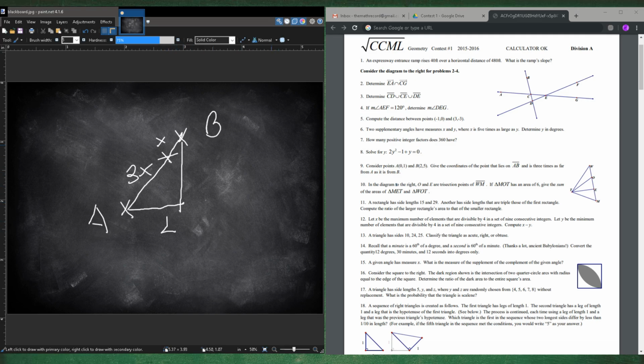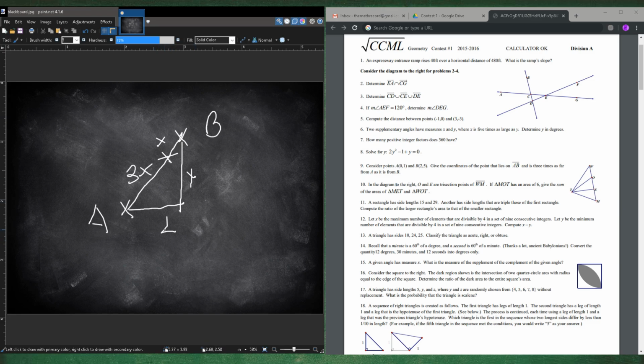And the distance from the y-coordinate is 1 to 5, so that's 4, right? So if you want to get to this point right here, you have to go 3/4 of the distance, right? Because this is 3x. You have to do 3/4. This is 3 out of the 4 in total.